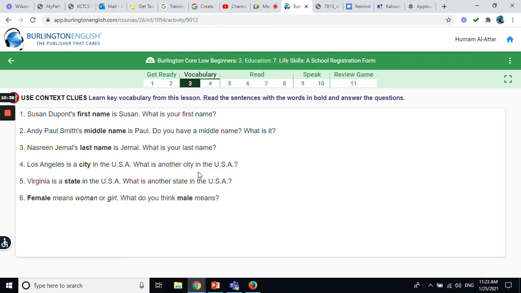Virginia is a state in the United States of America. Which one? What is another state? Kentucky. Yes, very good. Kentucky. Female means woman or girl. What do you think male means?